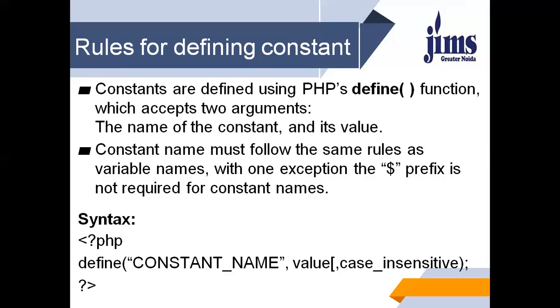By convention, constants are declared in uppercase. Constants have global scope, so they are accessible anywhere in the PHP script, even inside functions. Although we can define case-insensitive constants, it is recommended to use case-sensitive constants, for it will be consistent and clear when used in the code. A constant can be declared using this syntax: define(constant name, value), and the third argument, case insensitive, is optional.